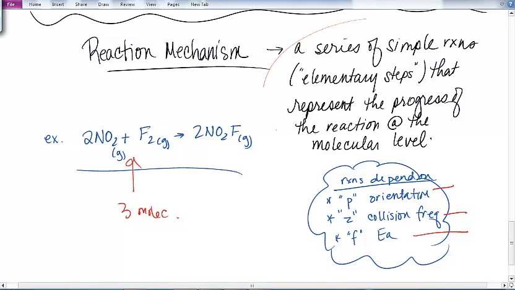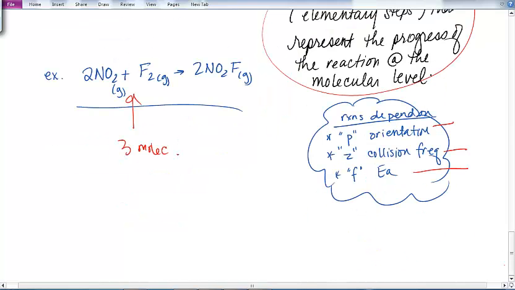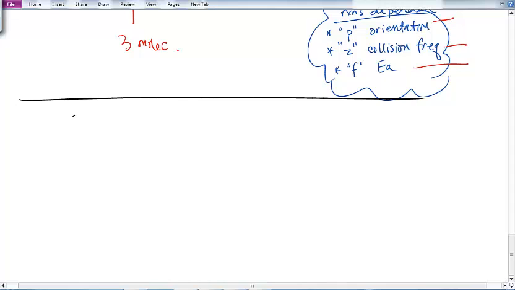And that's why we have this idea of a reaction mechanism, that it probably doesn't occur in one step like that, but in fact it probably occurs in several steps. So that's what we're going to be talking about today. Those steps are known as elementary steps. So I need to give you some rules for elementary steps, and I'm going to go through a couple of examples with you.